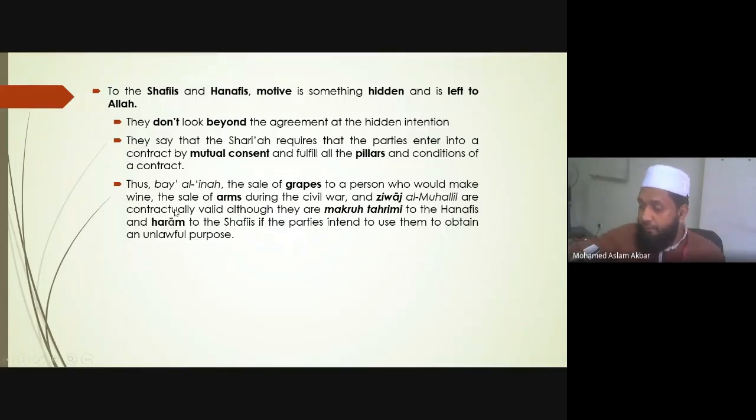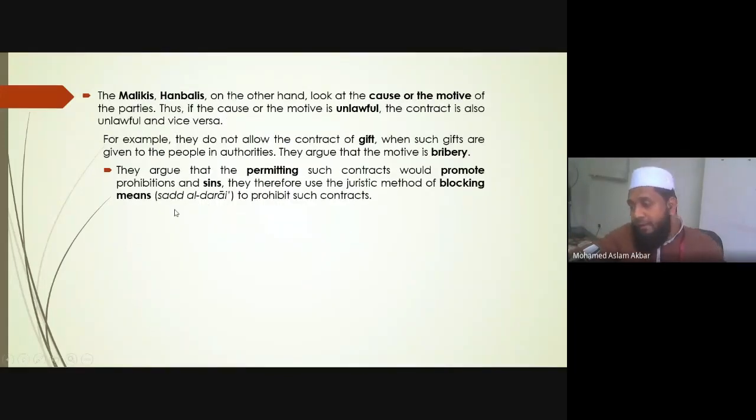Okay, so according to Maliki and Hanbalis, as I told you, if the cause, the motive or the parties are wrong, thus the case of the motive is unlawful, the contract is also unlawful, and vice versa.